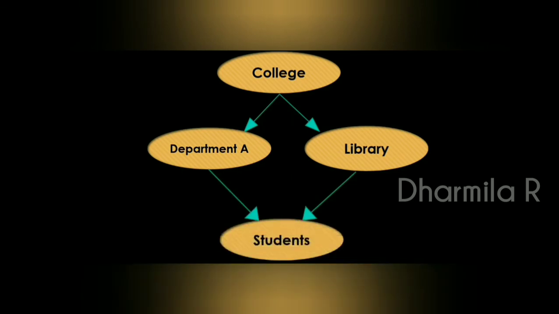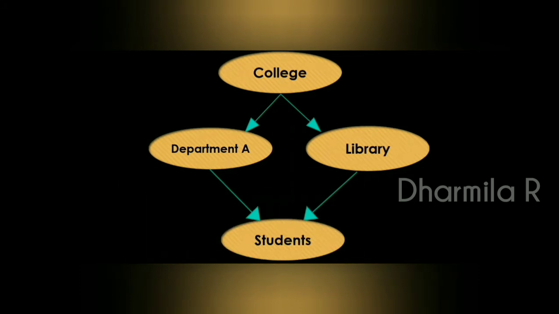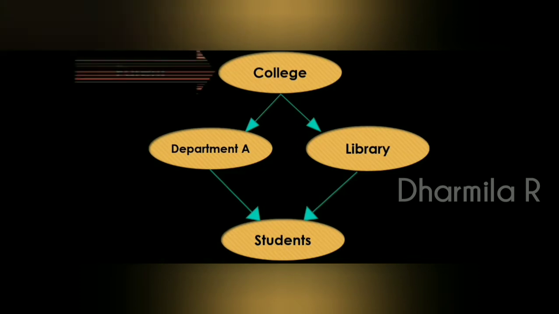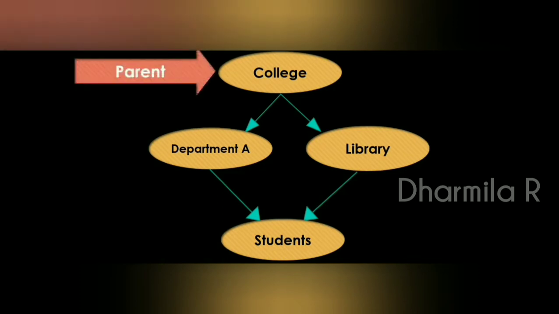Now let's talk about the relationship. In this model, college is the very first table to be created. So obviously it acts as the parent. And this parent has two children. One is department A and then library. So individually, when you look at department A, it has one more child, that is student. And library has one child, that is again the same table, student.